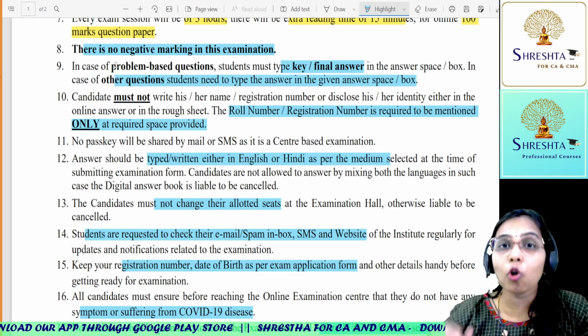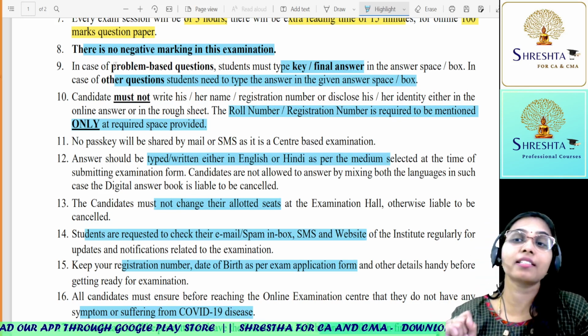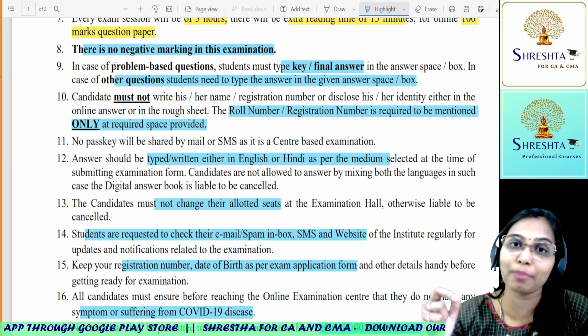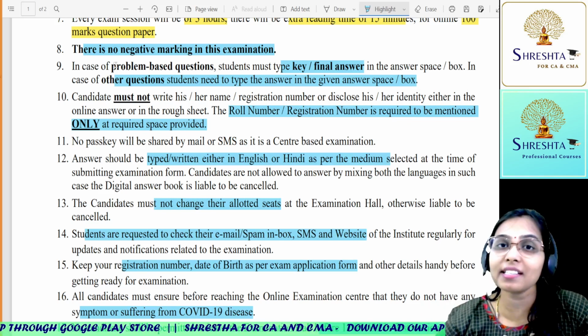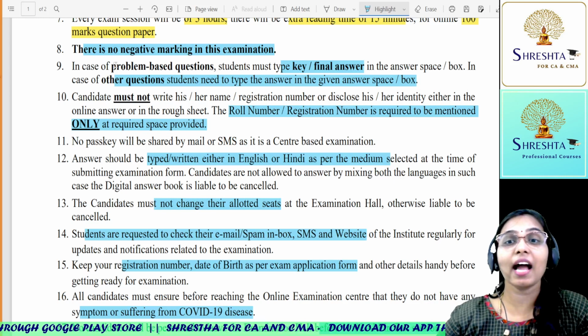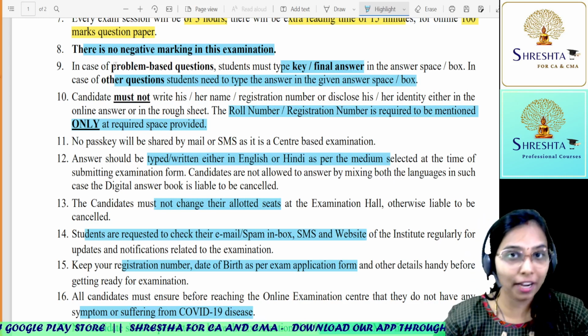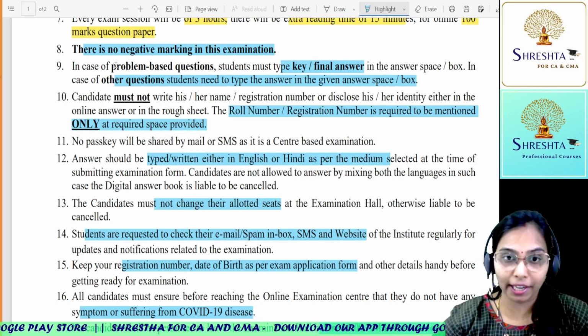Next, the roll number, registration number is required to be mentioned only in the space where it is being said. Do not unnecessarily write your names, write your registration number, write your full number. It is a full waste of time and it is not required.